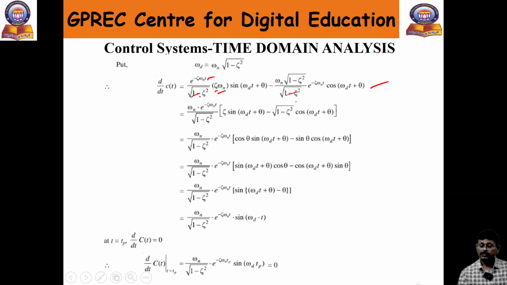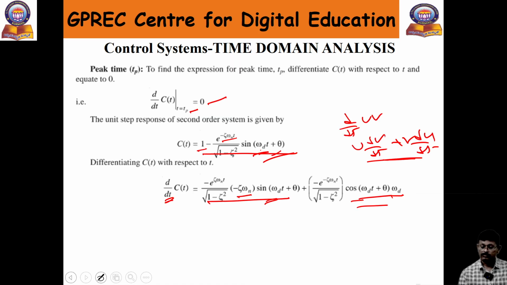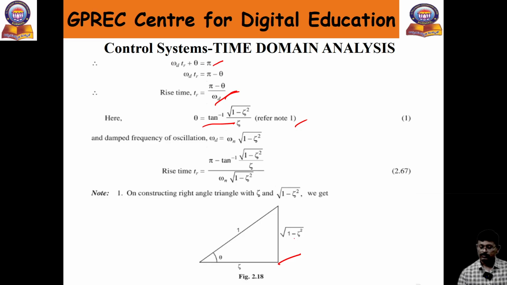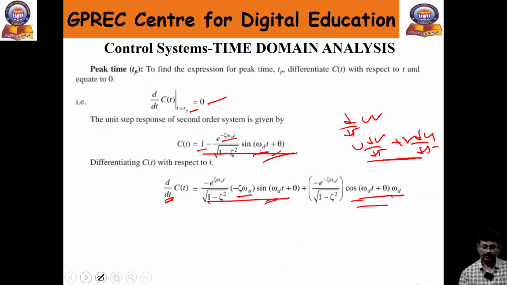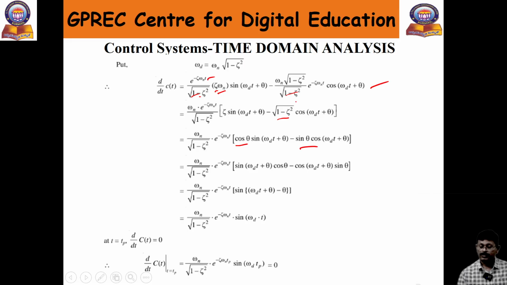Here I'm applying the right angle triangle again. So what is zeta? Zeta equals cos theta: adjacent by hypotenuse, adjacent means zeta, hypotenuse 1. So sin theta is opposite by hypotenuse, opposite is root of 1 minus zeta square. You can observe here, opposite by hypotenuse gives sin, adjacent by hypotenuse gives cos. The same rule I am applying here. Just simplify the term. Again, what will you get here? You can observe cos, sin, cos, so it is sin of a minus b. Applying the same rule here, sin a minus b.